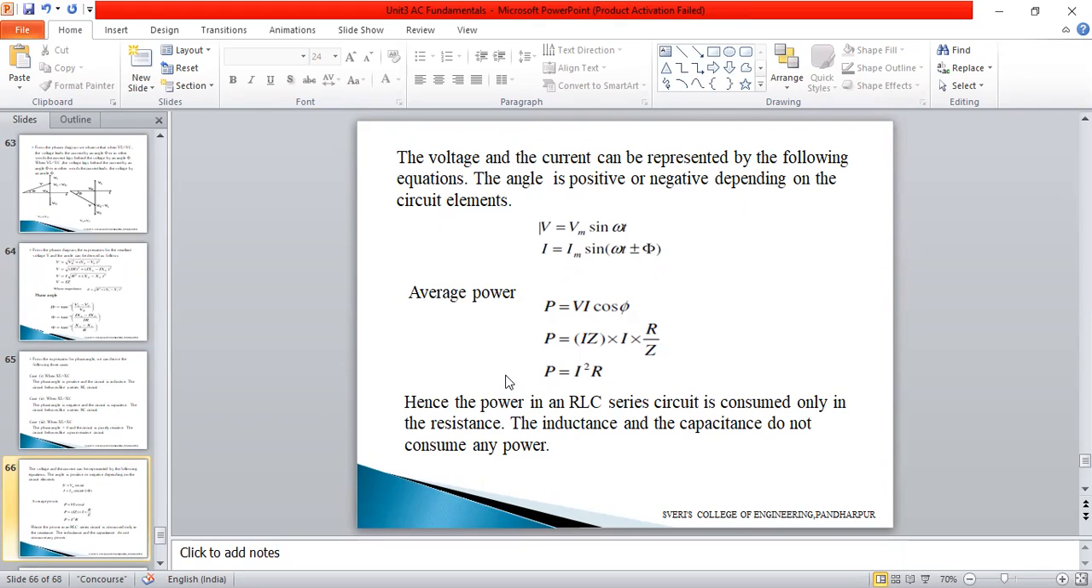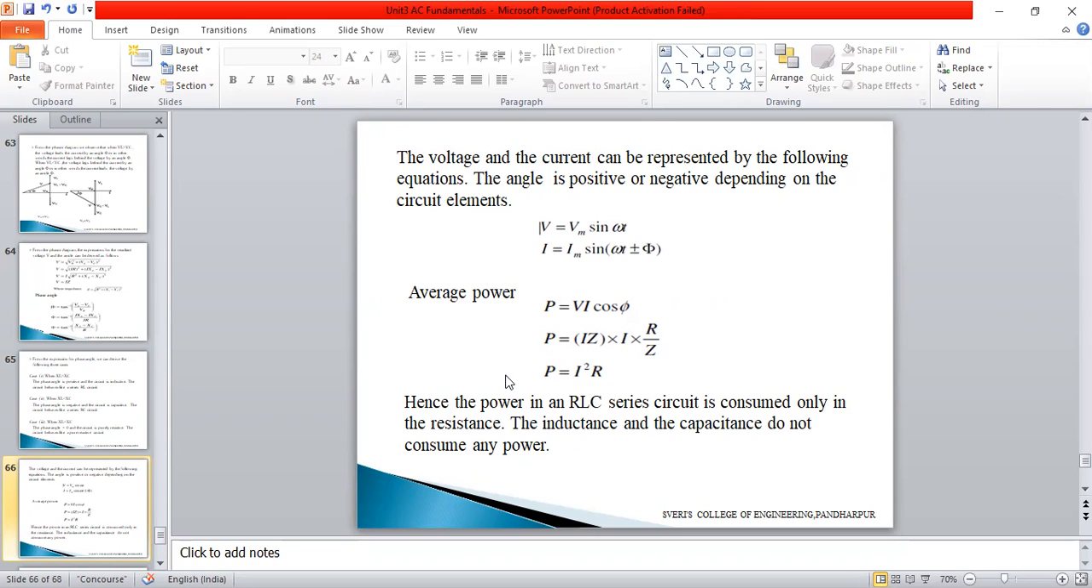Okay, next line. The angle is positive or negative depending on the circuit elements.